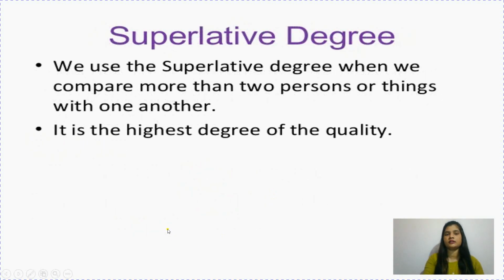What is the third one? Superlative degree is the third one. We use the superlative degree when we compare more than two persons or things with one another. Or we can say that when we are talking about everyone or all. Fine, then we use superlative degree. It is the highest degree of the quality.